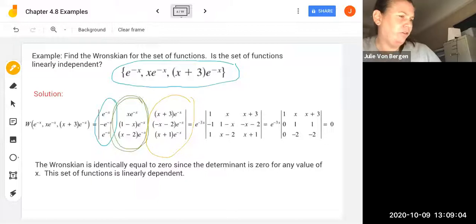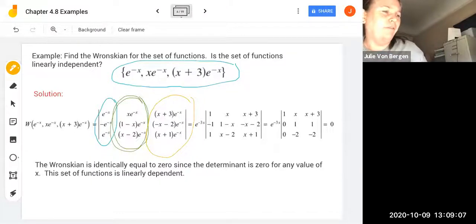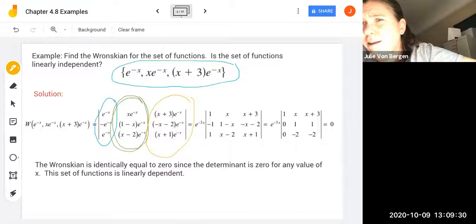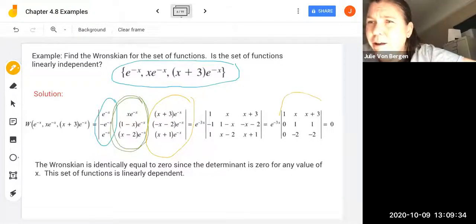So you can go back to section 3.3 to see some examples of that if you're wondering, why did we take out an e to the negative 3x and not just an e to the negative x? It's because this is a 3x3 determinant, and we have this property when we factor out of determinants, we get the exponents. Okay, so then doing some simplification here, we see this just becomes this more simplified determinant.